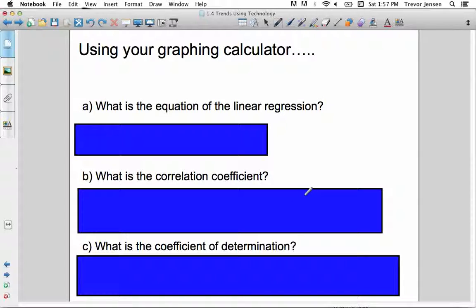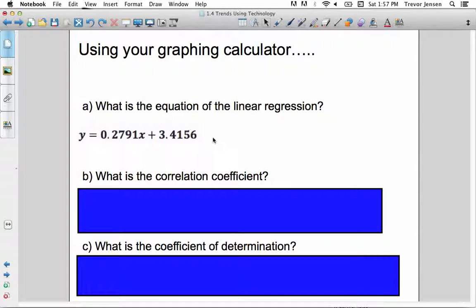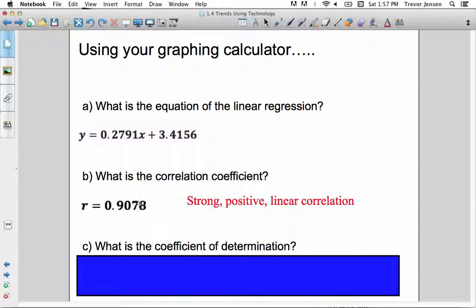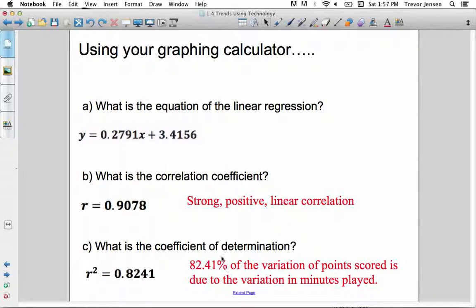Okay, so now you've put them in. Hopefully you've performed your linear regression. The equation of linear regression should be that. The correlation coefficient would be 0.9, which also indicates a strong positive linear correlation. And the coefficient of determination would be 0.8241, which indicates that 82.41% of the variation of the points scored is due to the variation of minutes played.